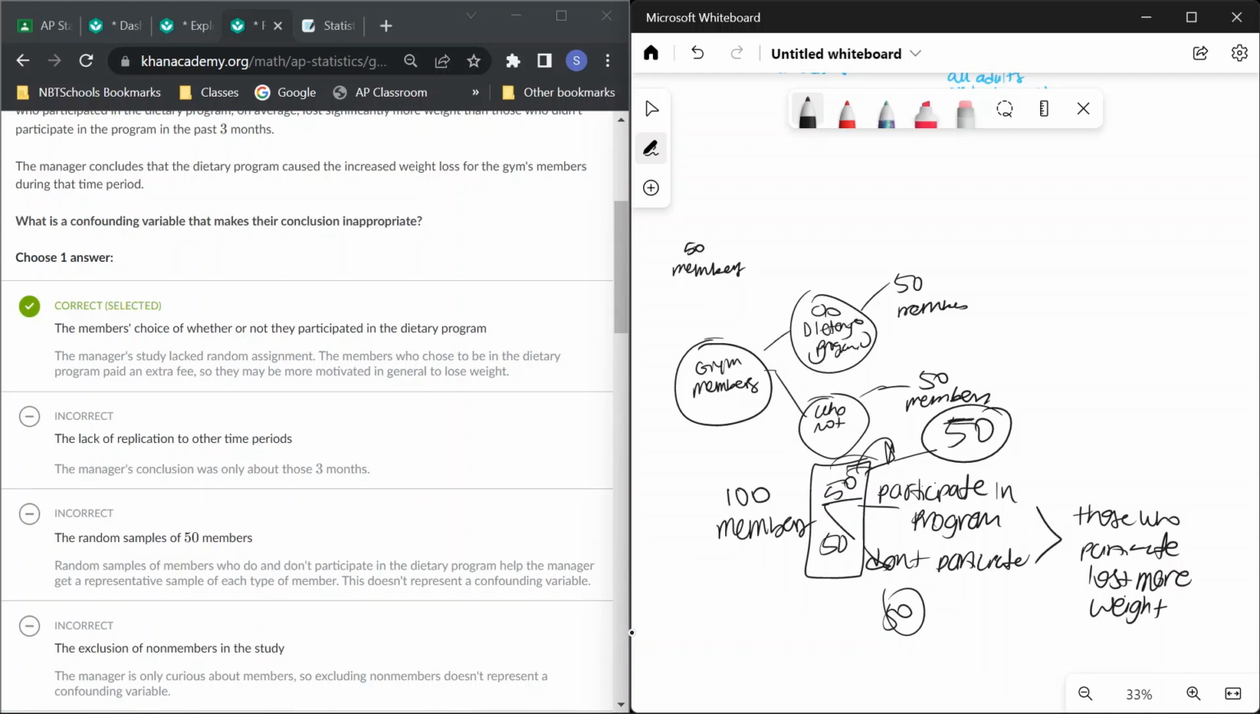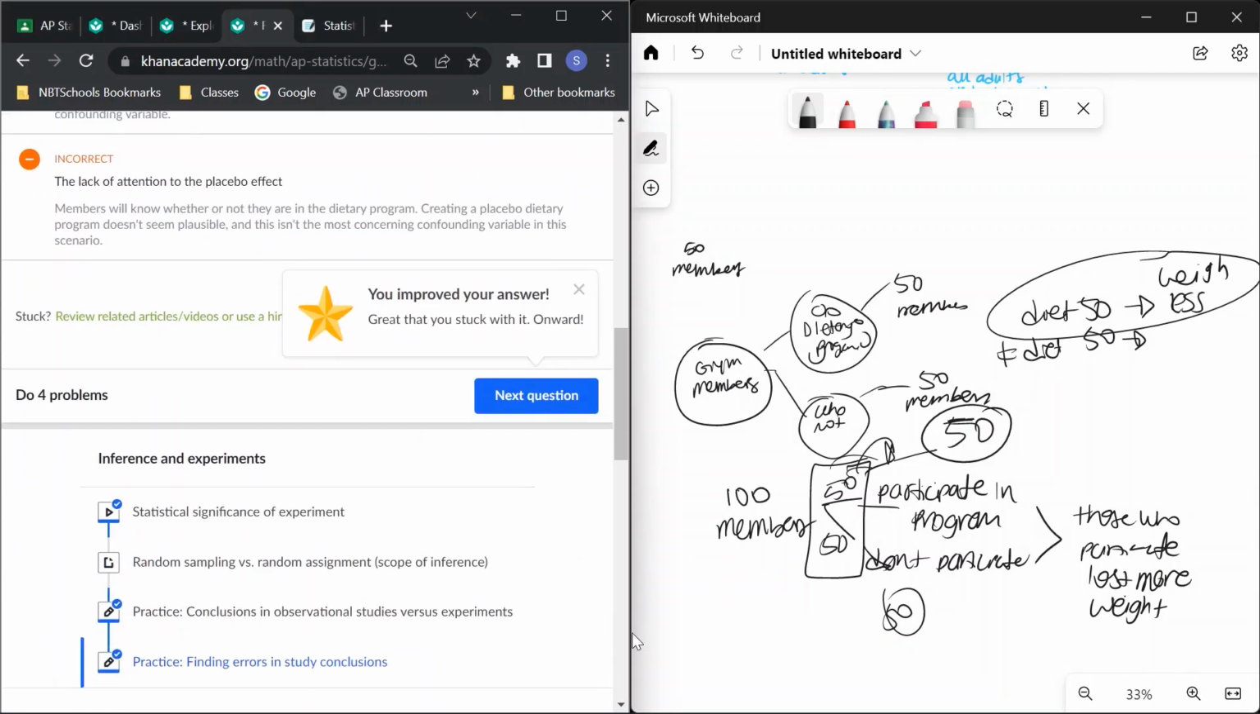So they literally just took randomly selected 50 people, and they just said, okay, those who took the diet program weigh less, right? And then the 50 who didn't take the diet program didn't weigh less. So this one's a win. But that was just an observation. There was no assignment of treatments.